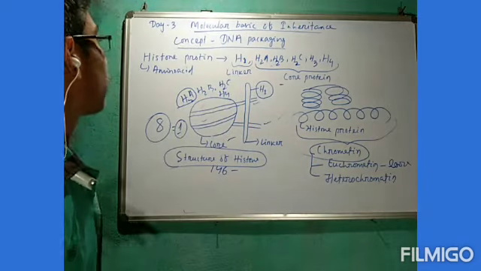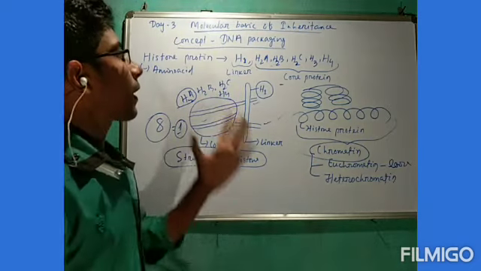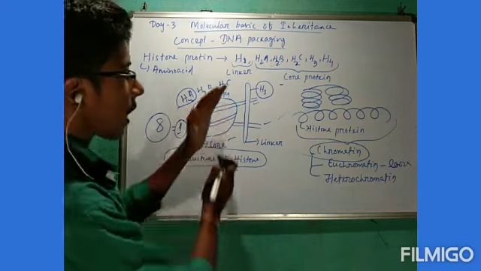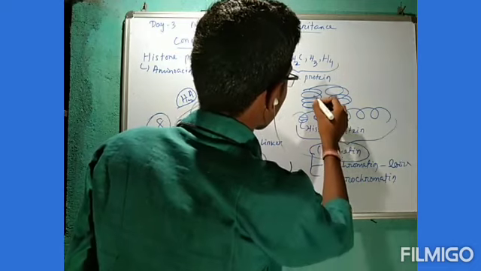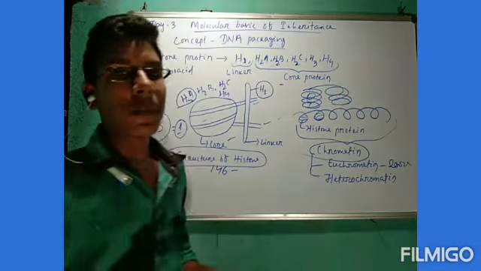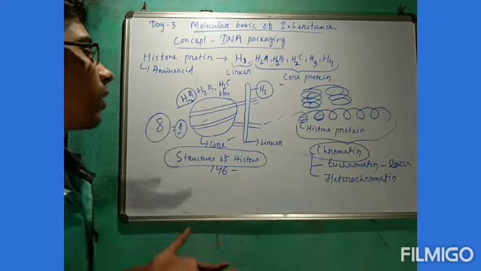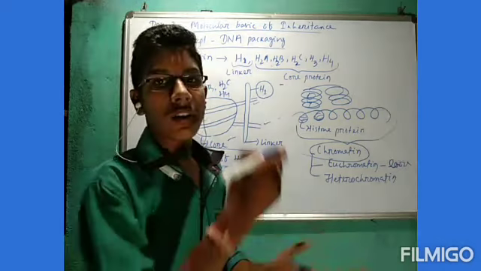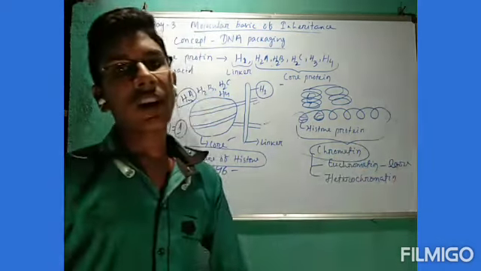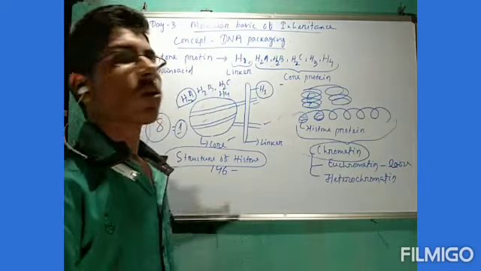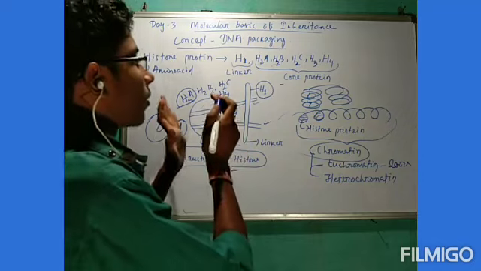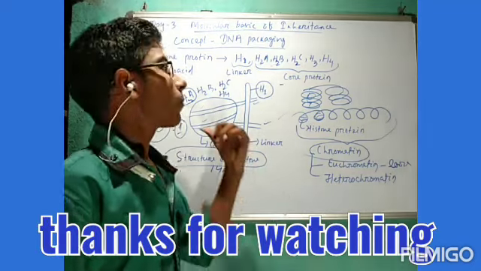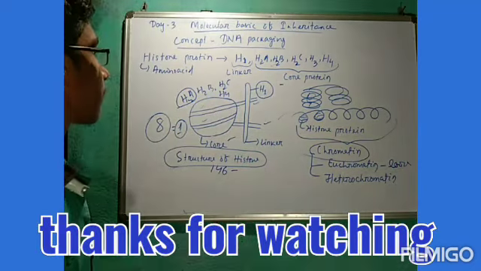This was the concept of DNA packaging. In this way, the DNA is packed and packed. The DNA is packed with the help of histone protein, and histone protein further complexes to form chromatin, and chromatin then complexes to form chromosome. This way the DNA is packed with the help of histone protein.